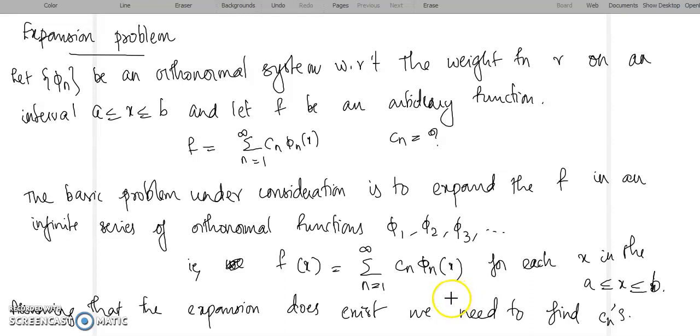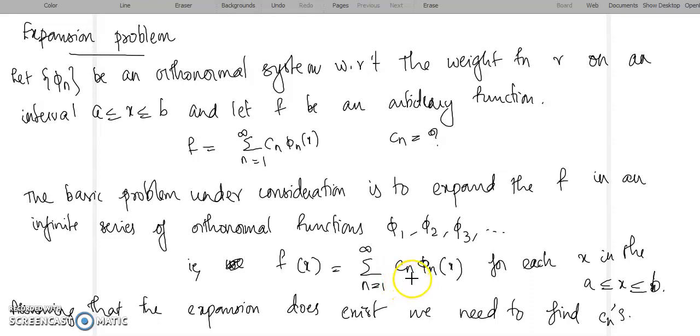That means we are assuming that f of x is equal to summation n equal to 1 to infinity cn phi n of x. And now if the condition is so, then we are going to look at what is the value of cn.